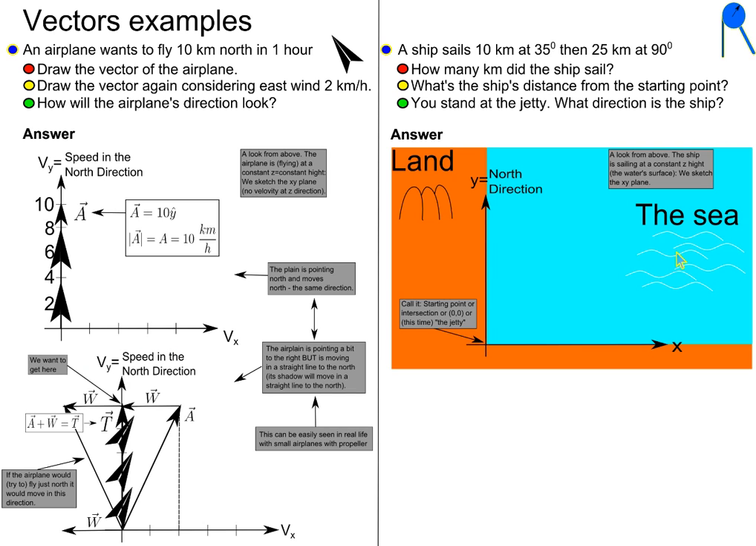Next, let's take a ship that sails 10 kilometers at 35 degrees and then 25 kilometers at 90 degrees. Let's sketch it. S1 is the first part. Its magnitude is 10 kilometers. And S2 is the second vector at 90 degrees. The distance traveled is just adding the two magnitudes of the vectors.